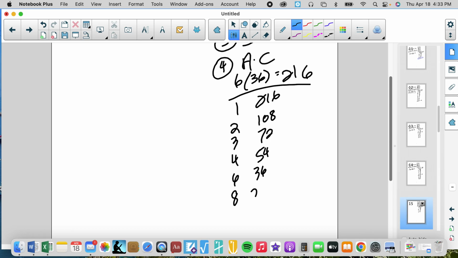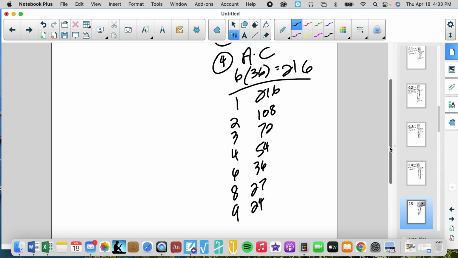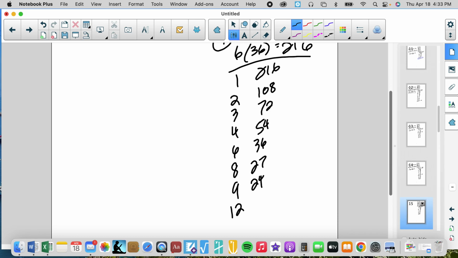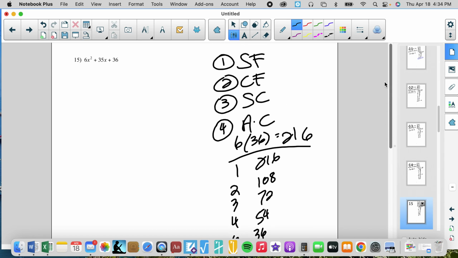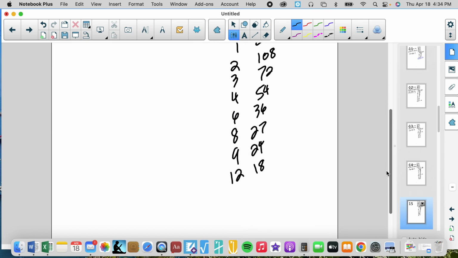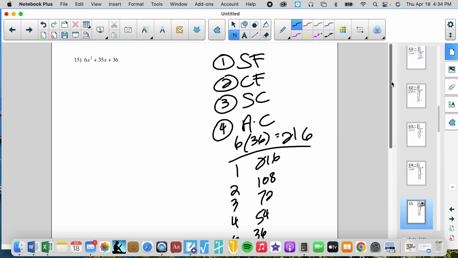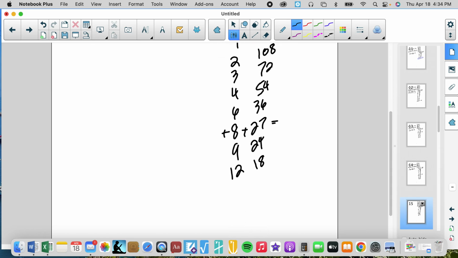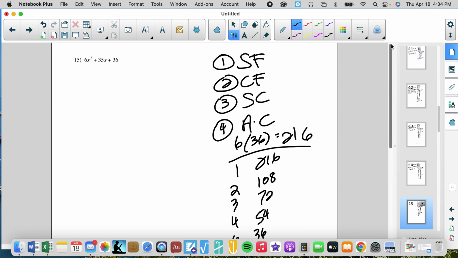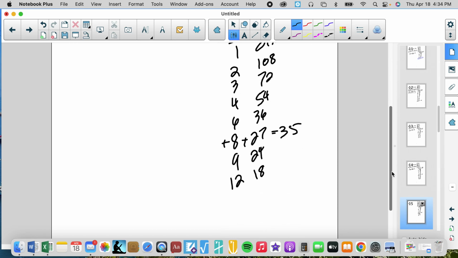7, no. 8, yes. 8 and 27. 9, yes. 9 and 24. 10, no. 11, no. 12, yes. 12 and 18. Signs are the same to make 35. So 8 and 27.